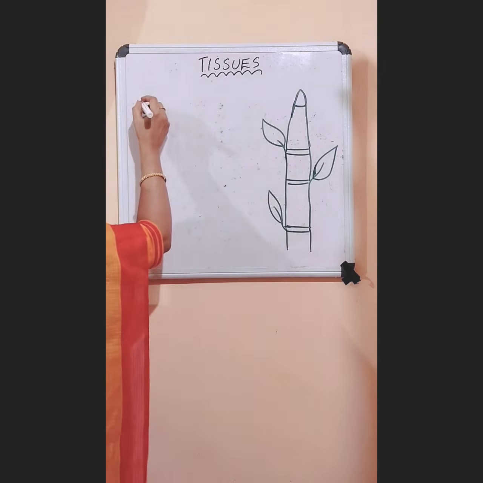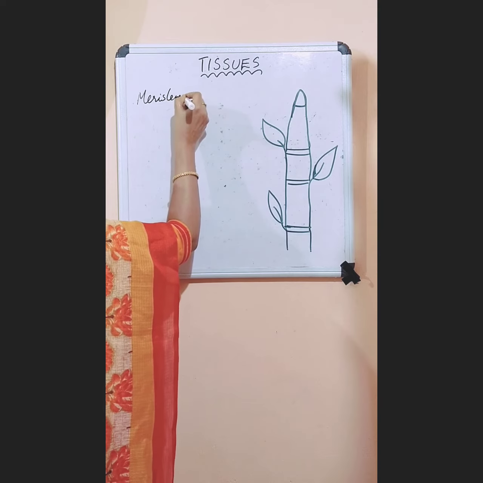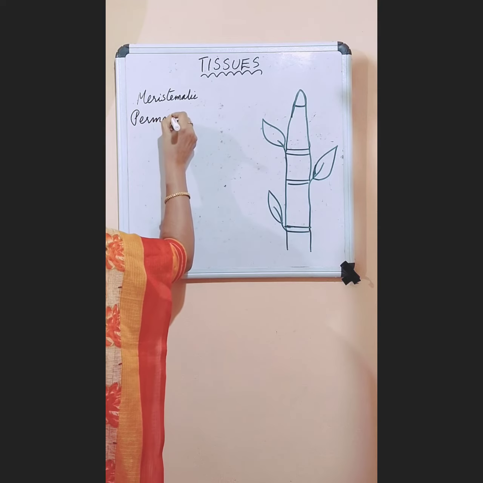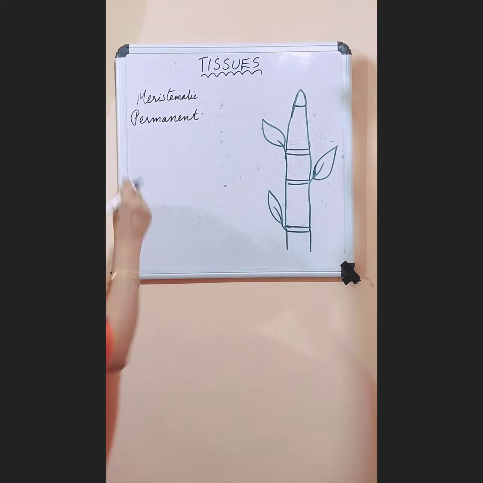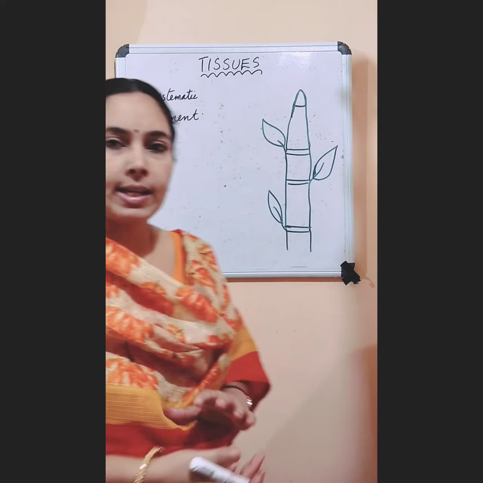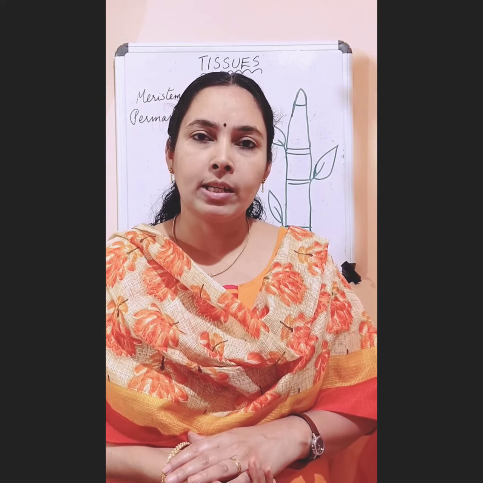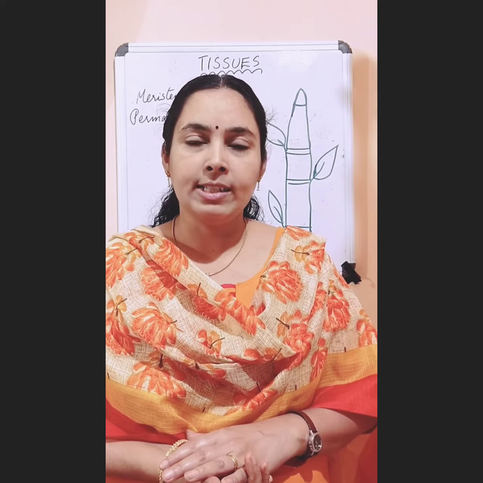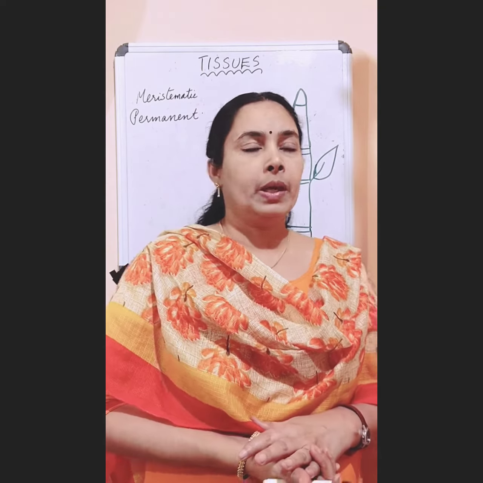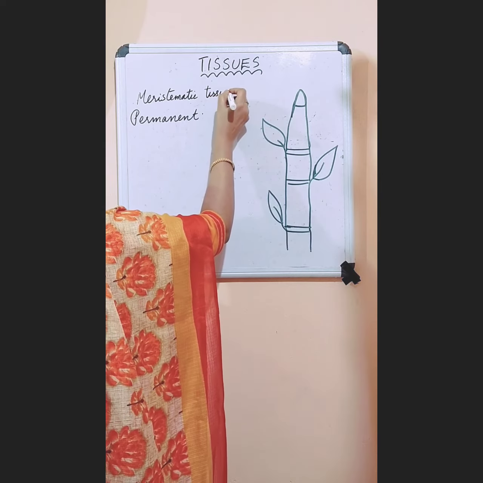And the dividing cells in plants are called meristematic cells. Meristematic. And the non-dividing cells are called permanent cells. So the meristematic tissues and permanent tissues. So in plants we can see meristematic tissues and permanent tissues. Meristematic tissues means they have dividing cells and permanent tissues have non-dividing cells. Now we can study about meristematic tissues.